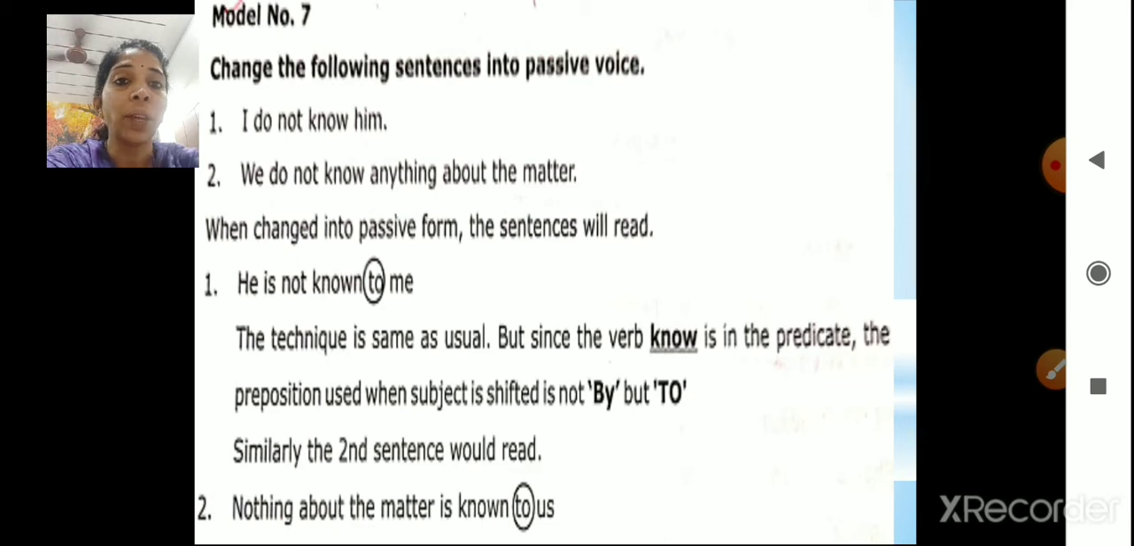I do not know him. He is not known to me. The technique is the same as usual. The steps followed in the transformation are the same. But since the verb know is in the predicate, you know what is a predicate? I hope you remember predicate. I have already explained to you what a predicate is.